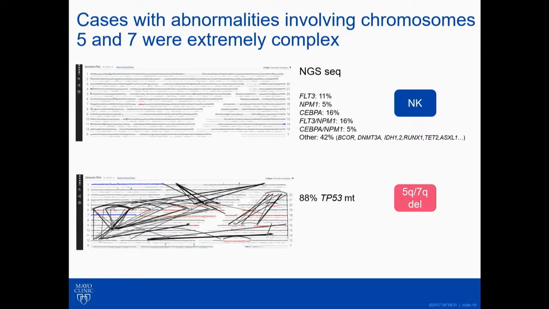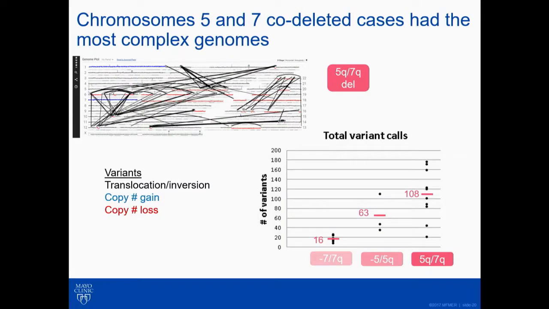So those cases that have a deletion of chromosome 5 or 7 have a very complex genome, as you can appreciate, with multiple rearrangements found. And in these cases, the majority of these had TP53 mutations.